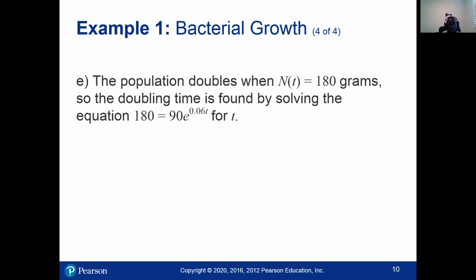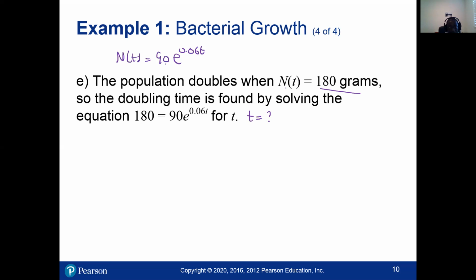Okay. Now, this part E. It said the population doubles. Remember, we want to find the doubling time, which is found by solving the equation. It said the population doubles when we have 180 grams. So it means that N is equal to, now don't forget, your N of T is still 90 e raised to 0.06 T. So again, we want to find T.